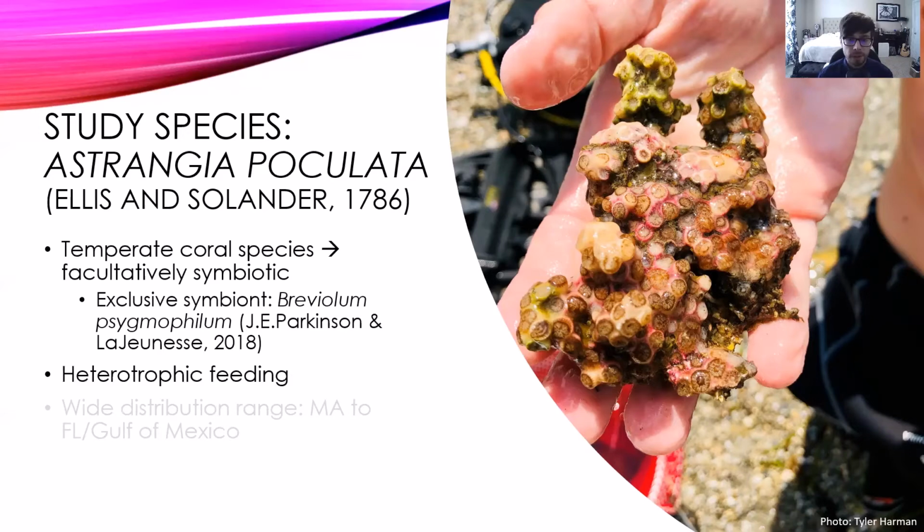And with this coral being facultatively symbiotic, it doesn't fully rely on photosynthesis from these algae in order to sustain themselves. It utilizes heterotrophic feeding in order to function. And one of the unique properties of this coral is its wide distribution range. In the scientific literature, it spans as far north as Cape Cod in Massachusetts, down along the East Coast, and as far south as southern Florida and into the northern shores of the Gulf of Mexico.